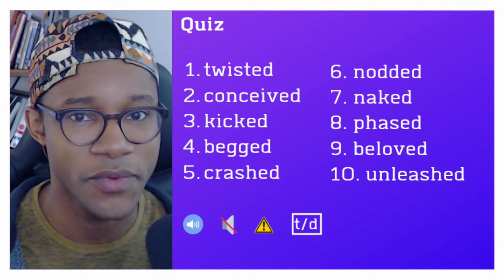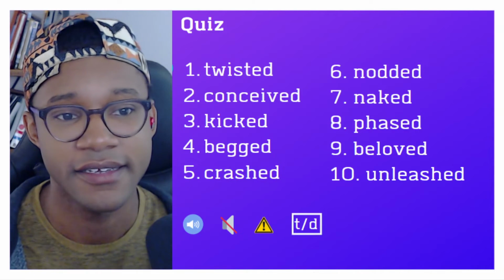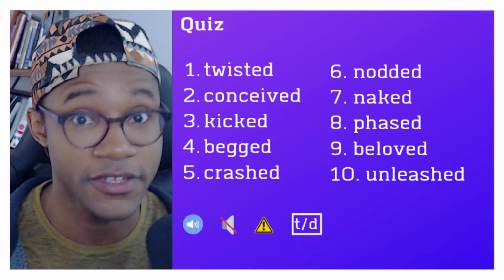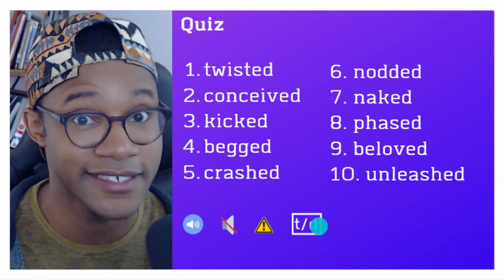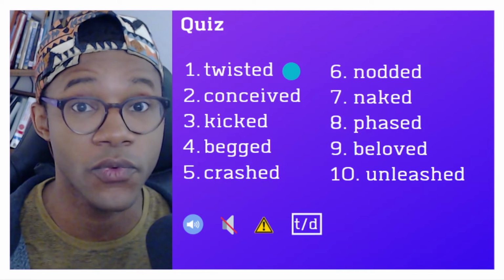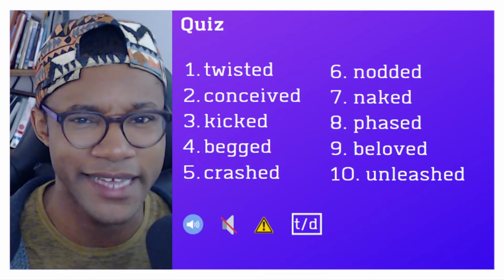Let's take a look at number 1. The root word is twist. So here we've got the final t sound, which means that it belongs to this t and d category. So number 1 is twisted. I feel like you probably got that one.